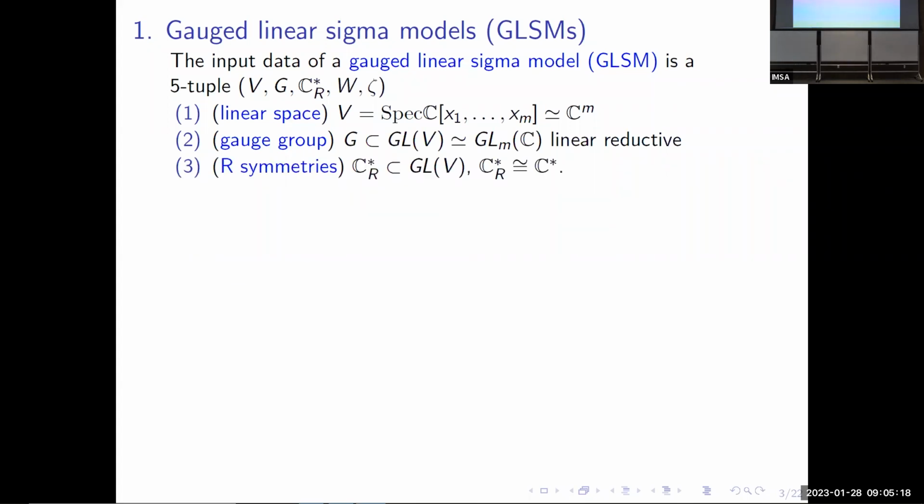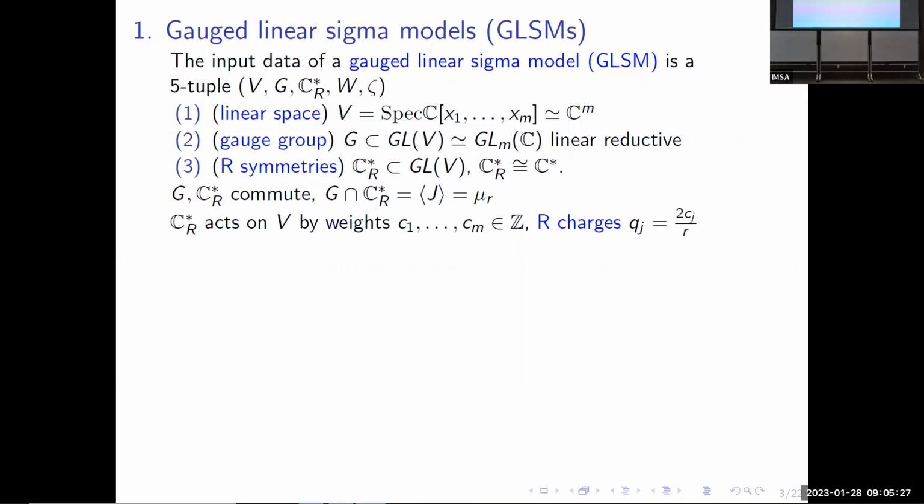And there is another C star subgroup of the general linear group. These two subgroups commute, and their intersection is finite. So it must be cyclic, generated by some element J of finite order R. For later convenience, let c1 to cm be the weights of the C star action on this vector space V. The R charges are defined to be 2cj over R, where R is the order of the intersection of G and C star R. So that's V, G, and C star R.